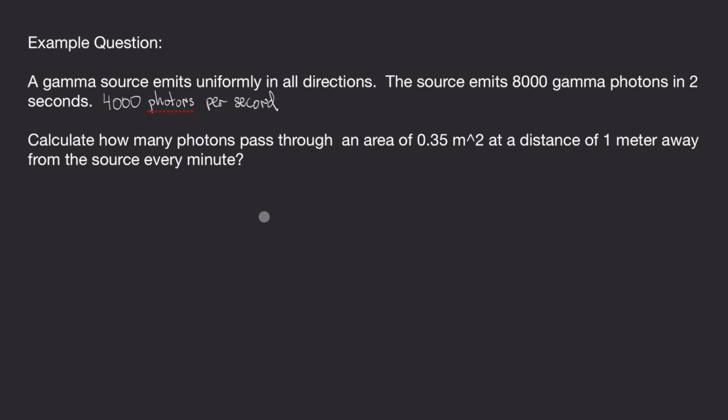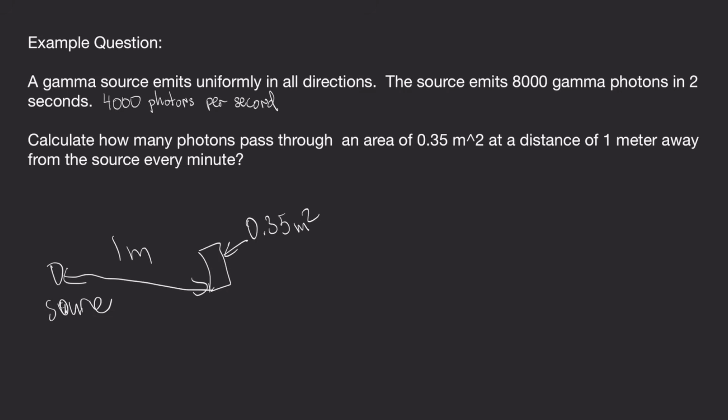Let's first visualize the problem. Here is our source. Let's put a little area across here, which is going to be 0.35 square meters, with this distance here being 1 meter. This area will just be a proportion of the entire radiation, which will be uniformly distributed around the sphere of radius 1 meter. The surface area of that sphere will simply be 4 pi r squared.